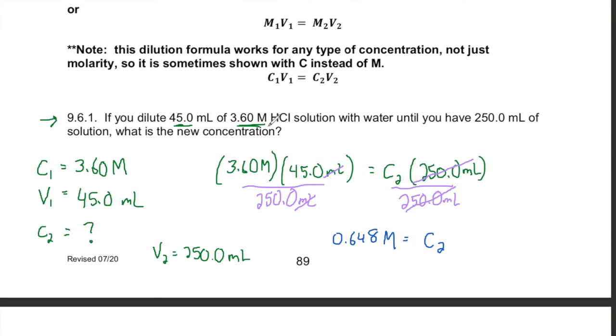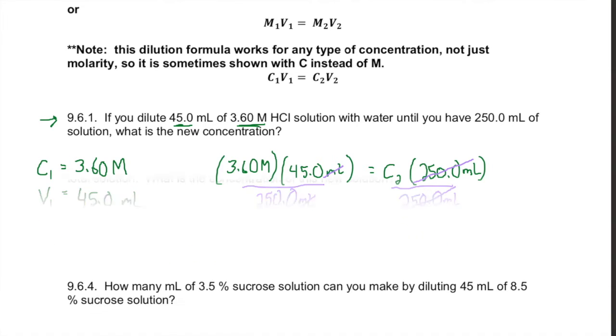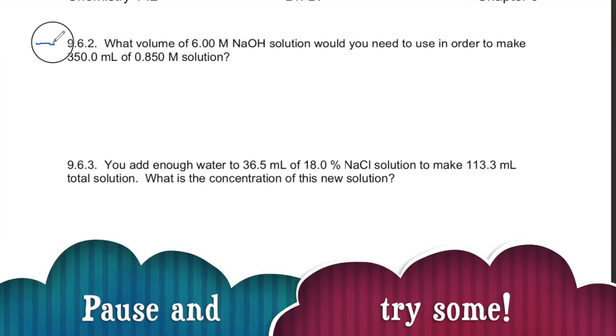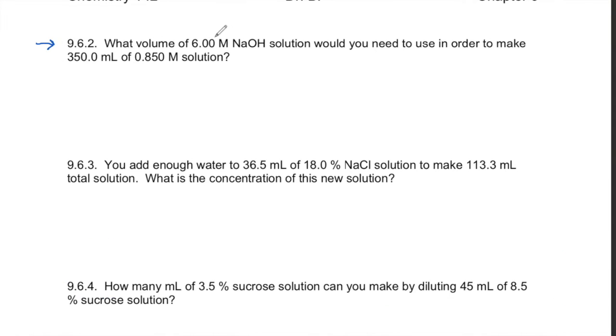Sometimes it's good to make a prediction before you do the problem, saying, am I expecting a smaller or a larger number? And then you can double check once you get that number if it meets your expectation. So let's try that prediction with this problem. We want to know what volume of 6 molar sodium hydroxide solution you would need if you were trying to make 350 milliliters of a more dilute 0.850 moles per liter solution.